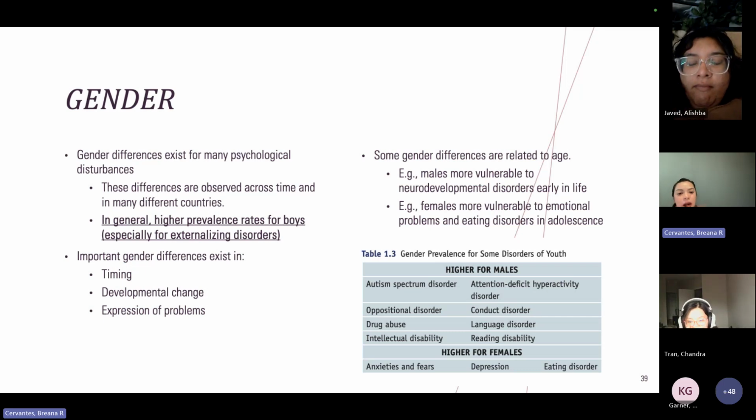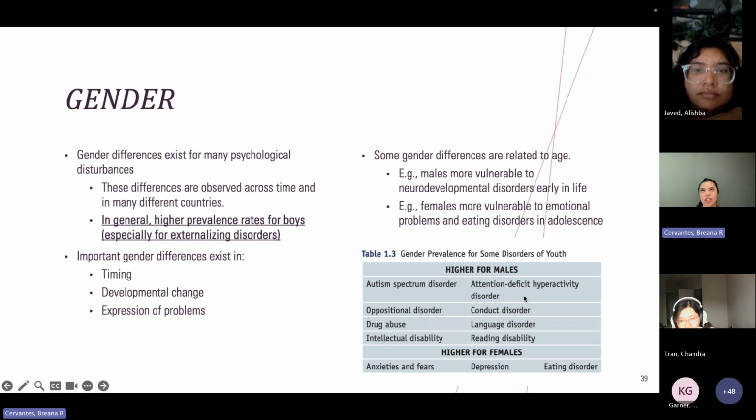In general, and I think this is also on the test for exam one, there's a higher prevalence rate of externalizing disorders for males. So most males tend to get diagnosed with externalizing problems, things like oppositional defiant disorder, ODD, and ADHD, attention deficit hyperactivity disorder. I can't think of the ratio off the top of my head, but there's a pretty staggering difference. You can see higher diagnosis rates of ADHD, for example, in young boys versus young girls.